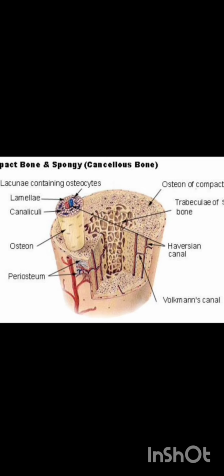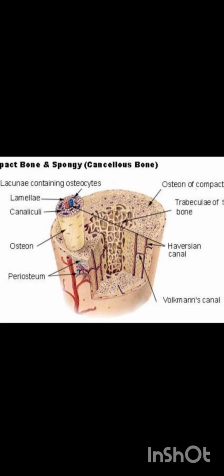The hollow cavity or spaces are called the marrow cavity, filled with bone marrow. They provide shape and structural framework to the body. Bones support and protect soft tissues and organs.